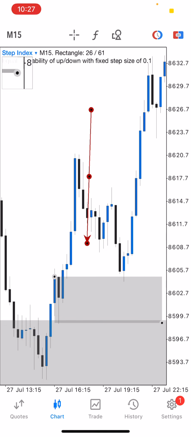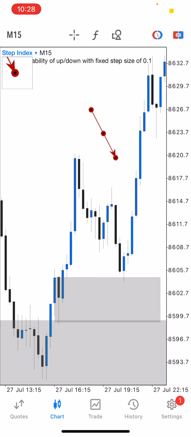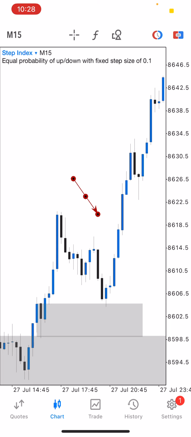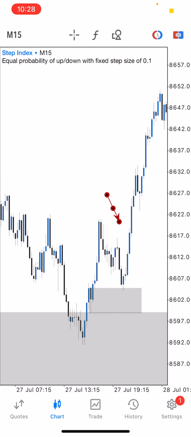Place your entry here. Place stop loss below it. Place your TP at this high. Go and sleep. I swear you will come back and see your TP hit. This works like 80% of the time. You can go to your chart and back test it, guys. So there it is. A very simple strategy.